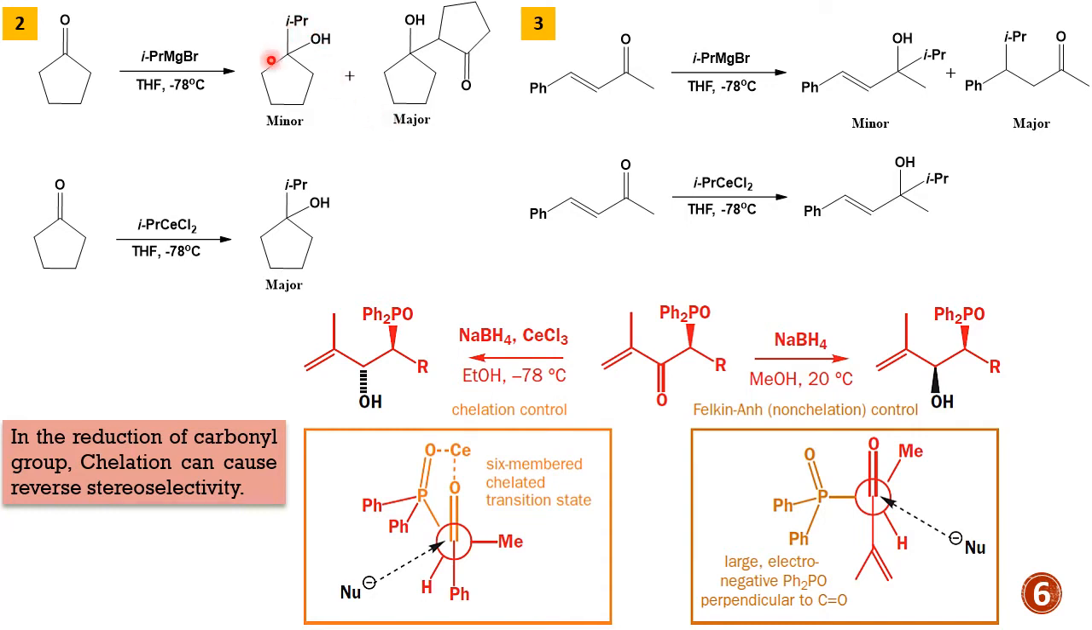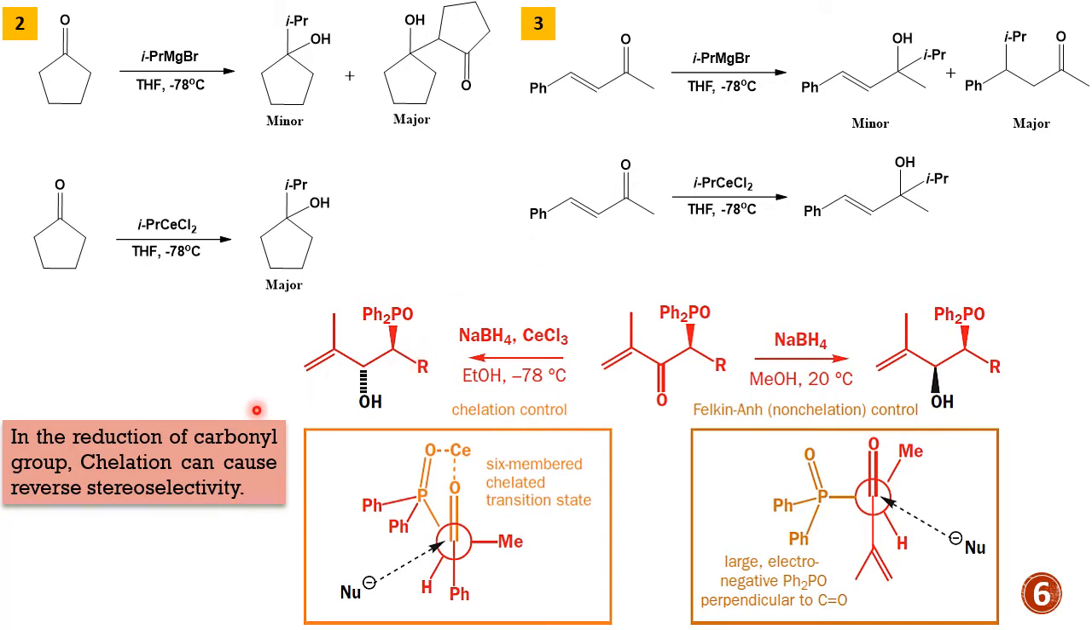And if we want to synthesize this one as a major product, then we have to use the organocerium compounds or organocerium reagent. What will happen here, the isopropyl is added to the carbonyl group through 1,2 addition, and we will get this as a major product. And the third example is the same as the previous one.